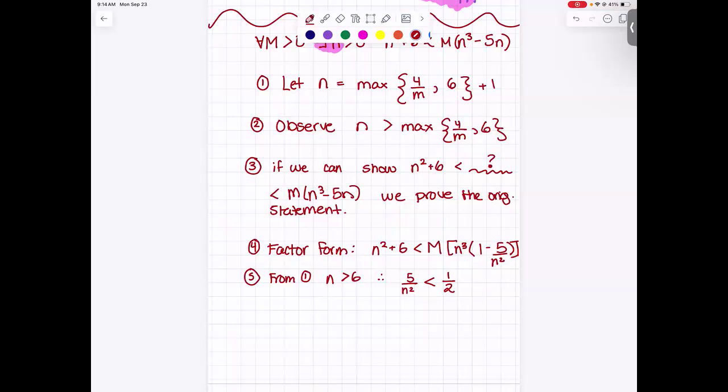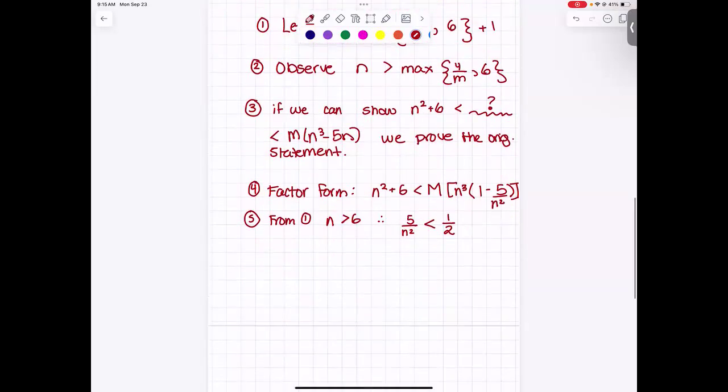Yeah, we can see that it's going to be less than a half. So what does that allow us to do? That allows us to say that, therefore, it follows that mn cubed over 2 is going to be less than that original statement up there. I'm just going to actually highlight, copy, paste it over.